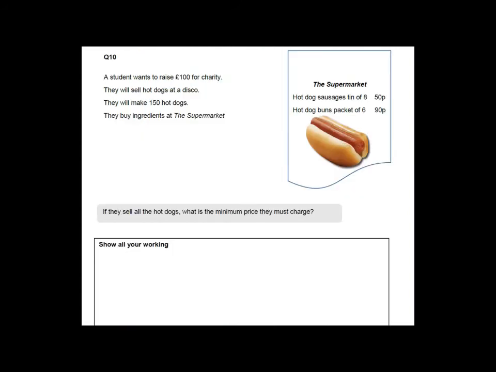Question 10. A student wants to raise £100 for charity, and they will sell hot dogs at a disco. They will make 150 hot dogs, and they buy ingredients at the supermarket. The supermarket has hot dogs, a tin of 8 for 50 pence, and hot dog buns 6 for 90 pence. If they sell all the hot dogs, what is the minimum price they must charge?